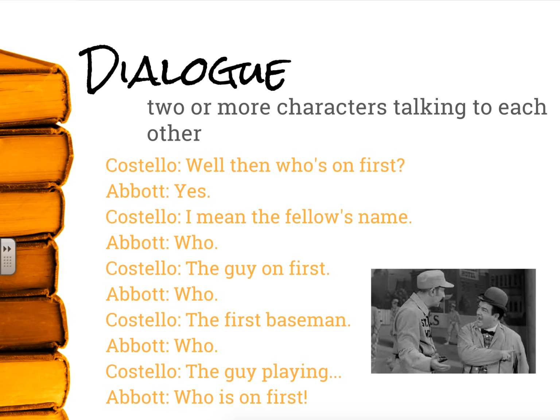Up next we have dialogue, and this one's moving away from the sounds of words and talking about how different characters can interact. This is when two or more characters are talking to each other. Hopefully you recognize this famous sketch from Abbott and Costello.